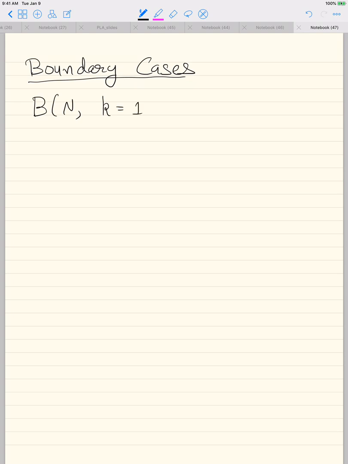Okay, so let's start with some boundary cases. Can anyone tell me what B(n, k) is when k equals 1, for all n greater than or equal to 1? What is the maximum value you can get for B(n, 1)? You're not allowed to shatter even one coordinate. If you look at the first coordinate, among all the vectors that can be generated, it has to be either plus or minus, but it cannot be both. It's 1. The number of vectors you can generate is 1.